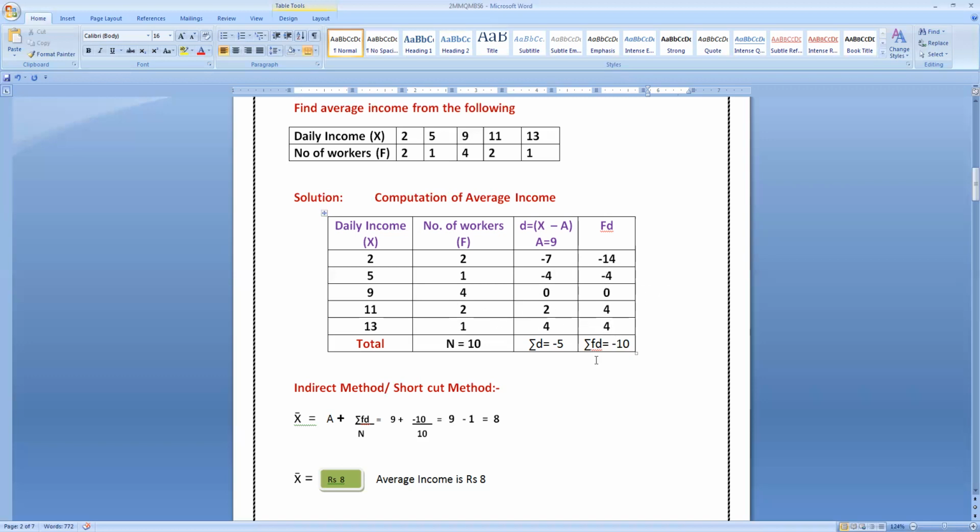Therefore, we total the sigma fd column. The plus values added give plus 8. The minus values added give minus 18. So minus 18 and plus 8, the difference is minus 10.